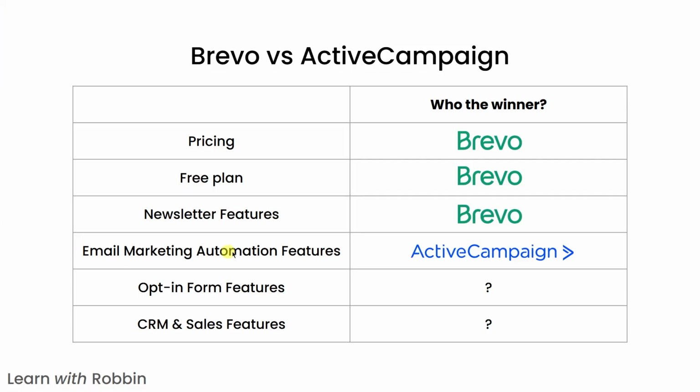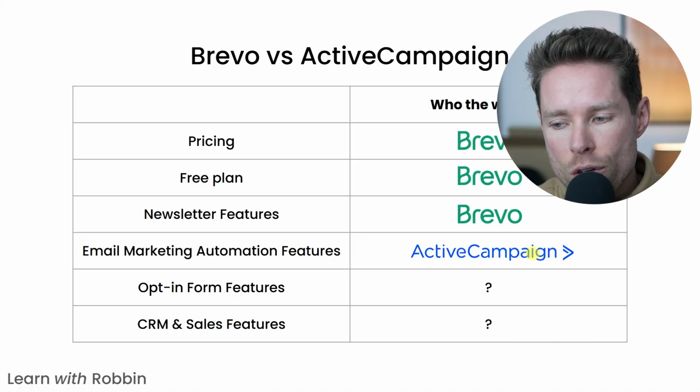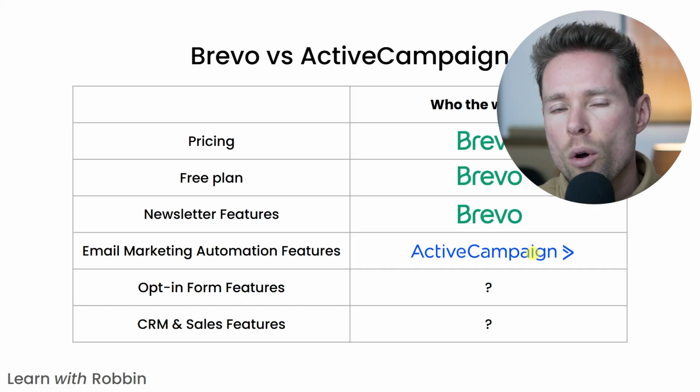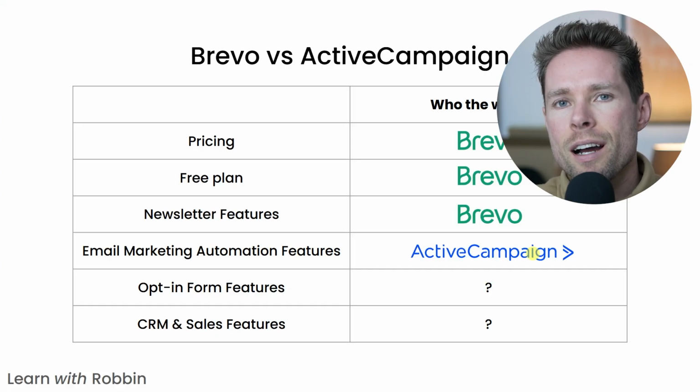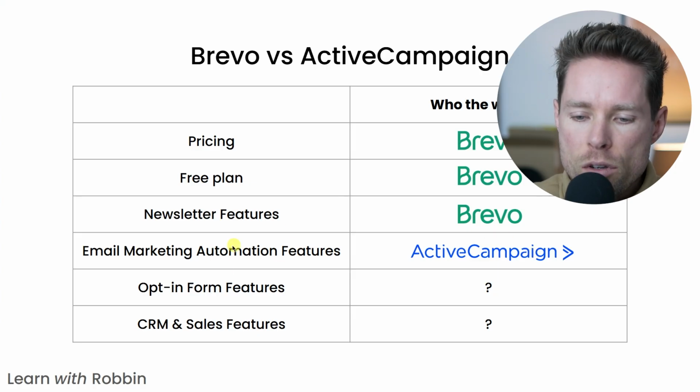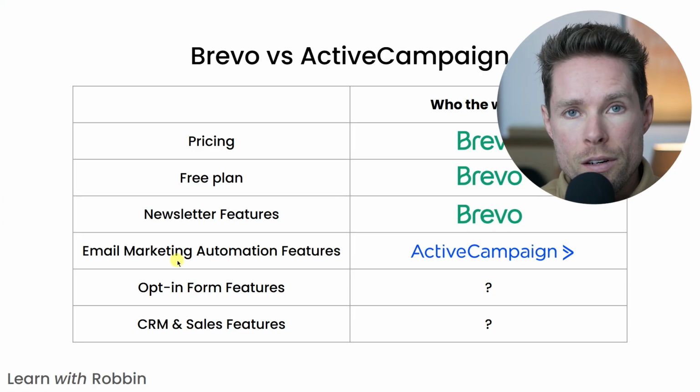So the winner for the email marketing automation features is obviously ActiveCampaign. It just offers more flexibility. So if you want to make sure you're fully flexible in terms of automating your tasks inside your business, ActiveCampaign just offers the better product here.